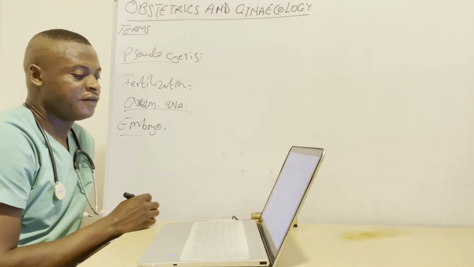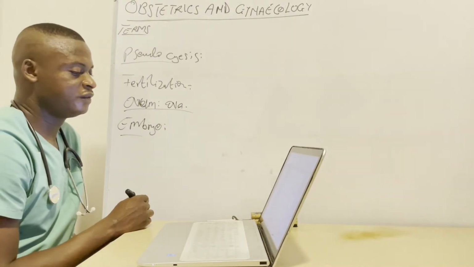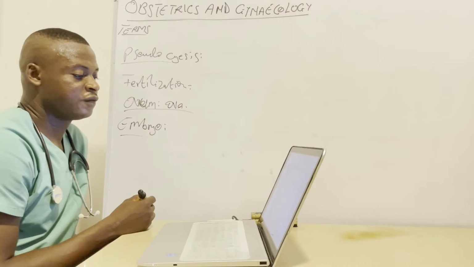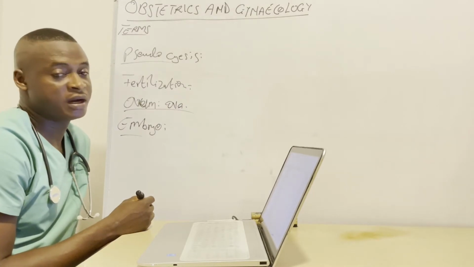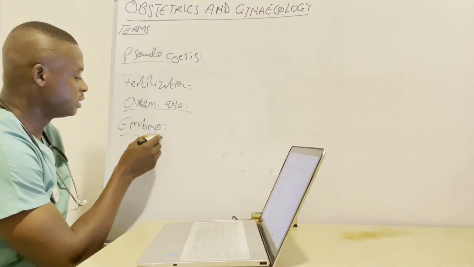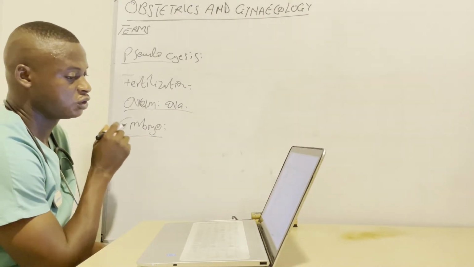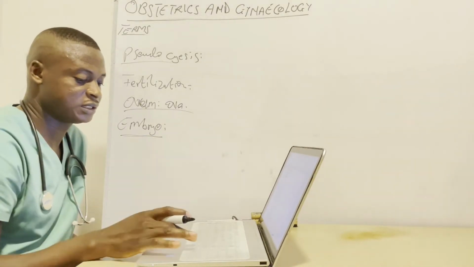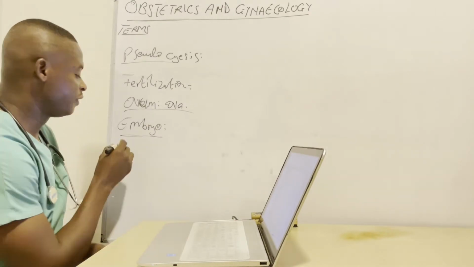Now let's look at what we call the embryo. Embryo, the fertilized ovum from 3 to 8 weeks of gestation. So if you are pregnant for between 3 to 8 weeks, we call what is inside you the embryo. It is not fetus yet, the embryo. Now let's look at the fetus.